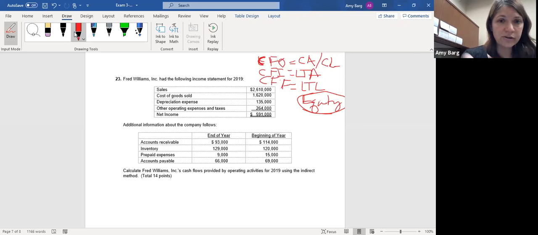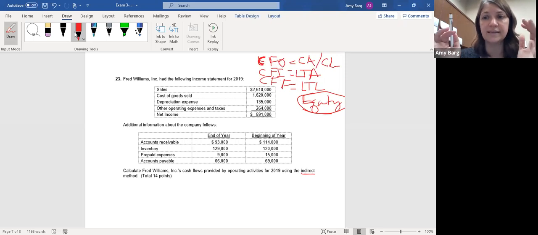So with the indirect method that they're asking you to use, you need the net income, and then you're going to add back to it things that are not cash, because the statement of cash flows is only asking you about where did your cash go and where did it come from. It's specifically tracking that one account.